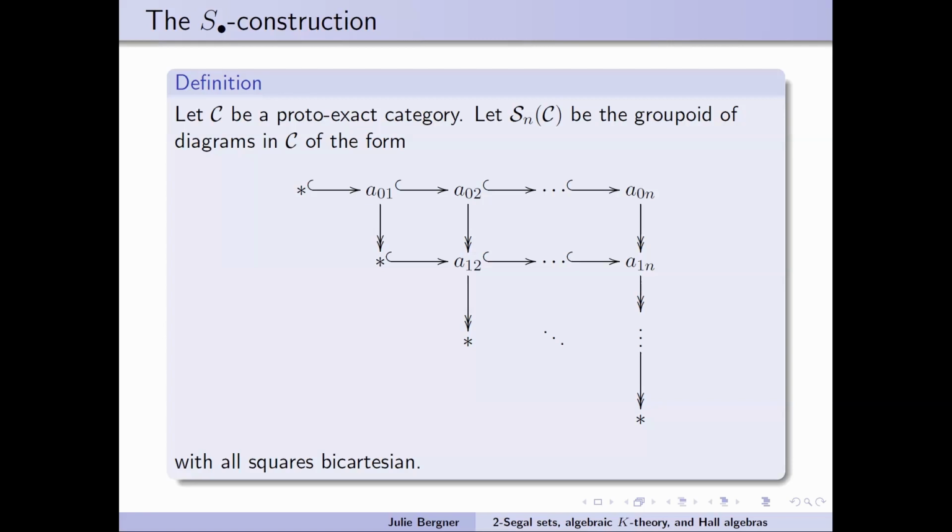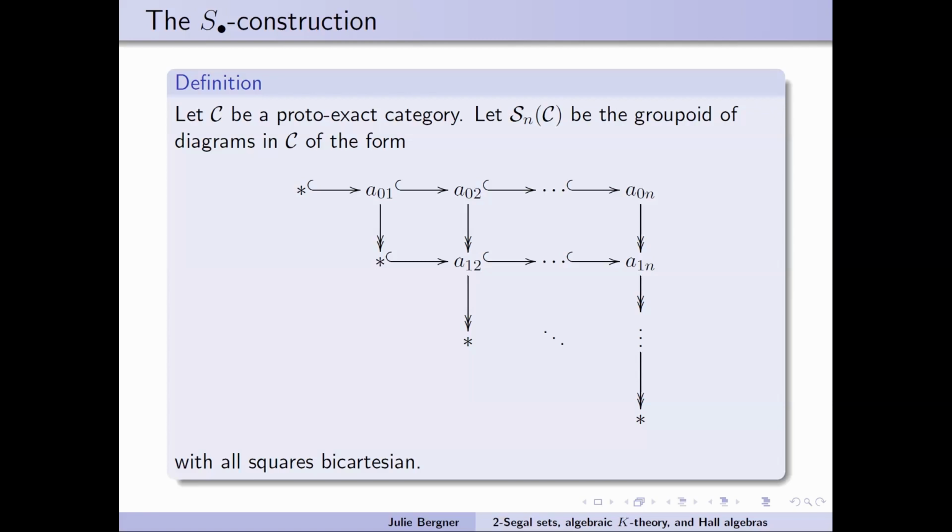So anything that has these features that I've described, and we're going to take S sub n of C to be the groupoid of diagrams in C of the following form. So the things to notice, we've got this sort of triangular wedge here. All along the diagonal, we have the zero object. And in particular, those maps to and from are the unique ones, using the fact that it's a zero object. We've got the admissible monomorphisms going vertically. We have the admissible epimorphisms going vertically.